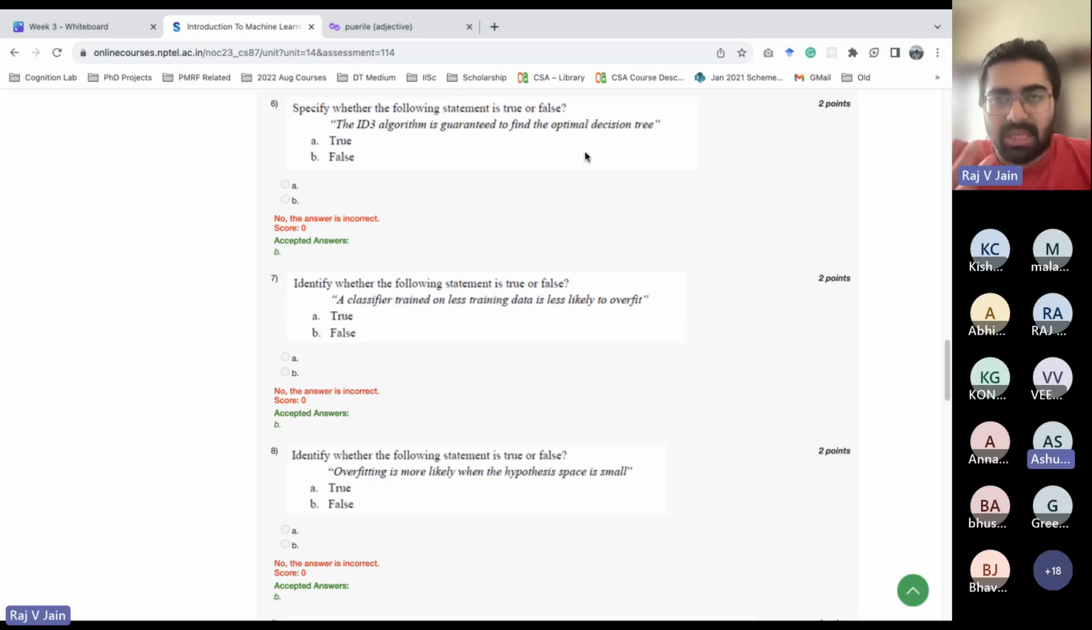We are on question 6. Let's just stay there for a while. The ID3 algorithm is guaranteed to find the optimal decision tree. So, finding an optimal decision tree, is it possible to do that or not, first of all? Why do we go to decision tree algorithms in the first place? Why are these algorithms used? For easier classification. Representation will be easier. Right, okay. In comparison to others, that's fine.